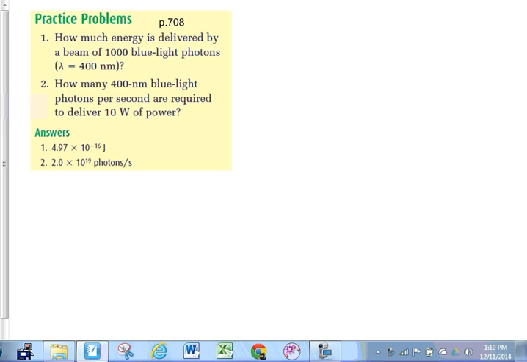How many? It's a number, right? Whenever we're looking for a number of anything, it's total something divided by the something for 1. In this case, it's going to be the total energy divided by the energy for 1.